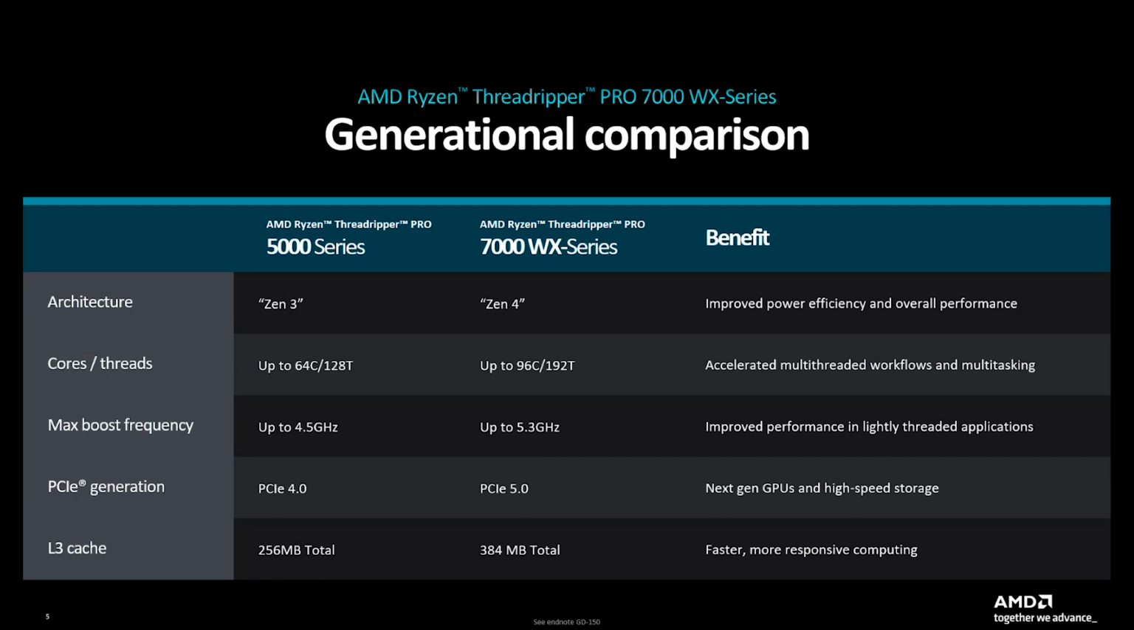And of course, we have moved from PCIe 4.0 to 5.0, which gives you next gen GPUs and high speed storage. The L3 cache has also increased from 256 to 384, which gives faster and more responsive computing workloads. So these are the benefits a customer would get moving from the 5000 series to the 7000 series.